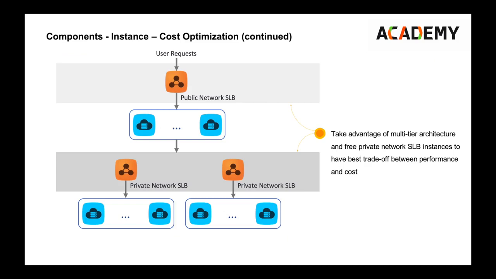One advantage of having this public-private network SLB system is you can take advantage of this to create a multi-tier architecture. So you can have multiple internal private server load balancers sitting in front of internal tiers of your application, and then a single public load balancer sitting in front of your web server tier. So in this way you can achieve elasticity and high availability for the internal tiers of your application as well as for your external web tier. So you get a great trade-off here between performance and cost.